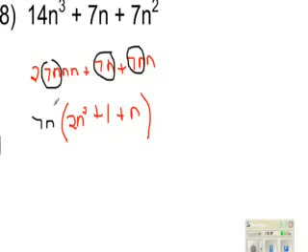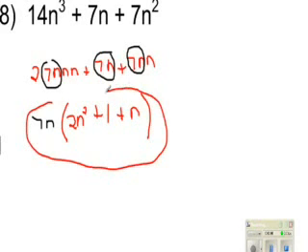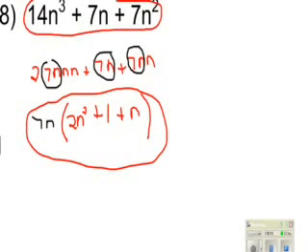And that's the solution. If you stick this in your grapher and you stick this in your grapher, you will get one graph because they're going to graph right on top of each other. It's the same, it's an equivalent expression. This is actually your answer in factored form.